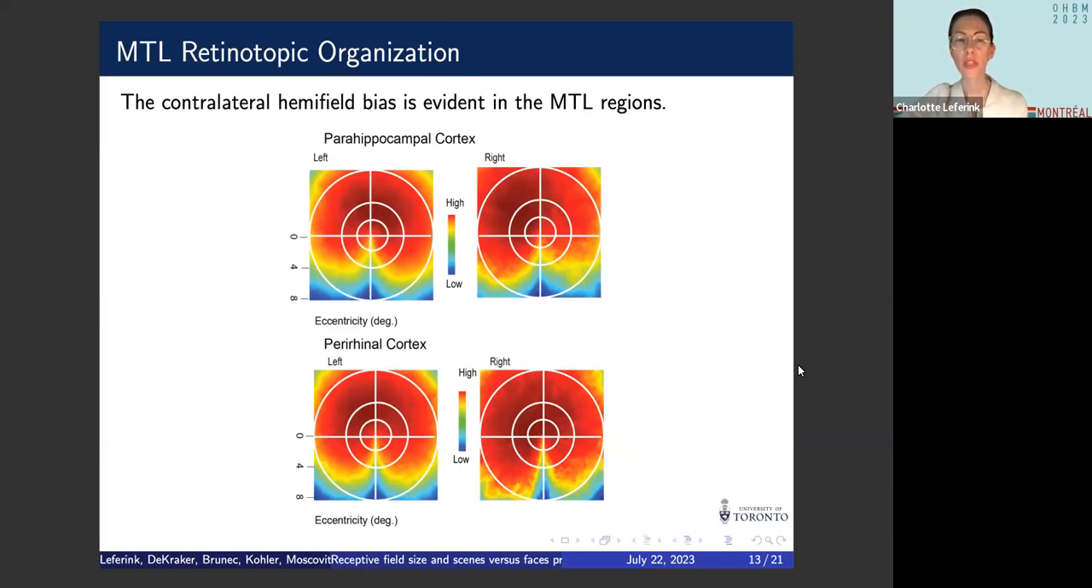So, the two areas that showed a contralateral hemifield bias, which we know is characteristic of early visual cortex, or retinotopic parameters: we showed that in parahippocampal cortex there's a contralateral hemifield bias, which has been shown before by Silson et al., but we also showed that there's a contralateral hemifield bias within perirhinal cortex. We did not find a contralateral hemifield bias within the entorhinal cortex, neither the posterior medial nor the anterior lateral parts of the entorhinal cortex.